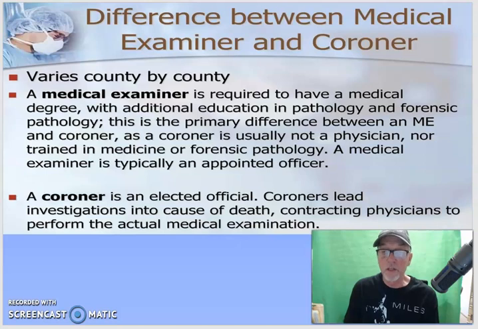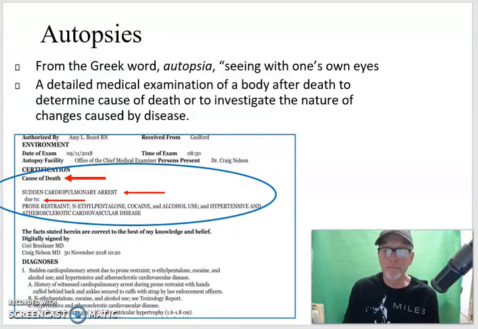But anyway, a medical examiner is required to have a medical degree with additional education in pathology and forensic pathology. They have to be forensic pathologists. This is the primary difference between an ME, medical examiner, and a coroner. A coroner is usually not a physician, nor are they trained in medicine or forensic pathology. A medical examiner is usually an appointed officer. A coroner is an elected official, like the sheriff, and coroners lead investigations into a cause of death when the death is suspicious. They might contract with a physician to perform the actual medical examination or autopsy.